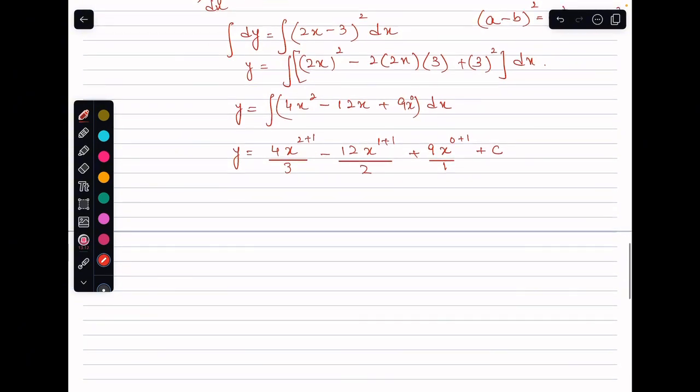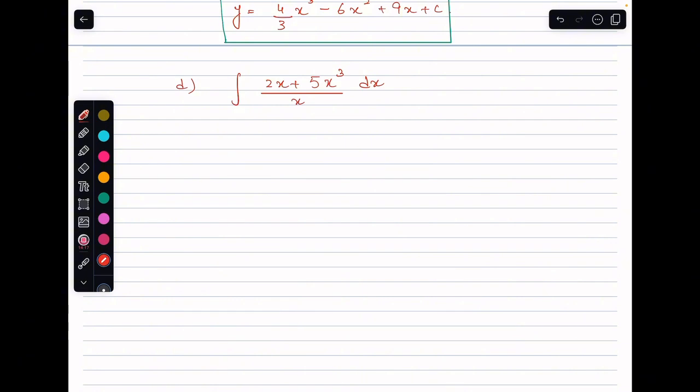So our equation y is 4 by 3 x cubed minus 6 x squared plus 9x, plus c, and this is the equation of the curve.